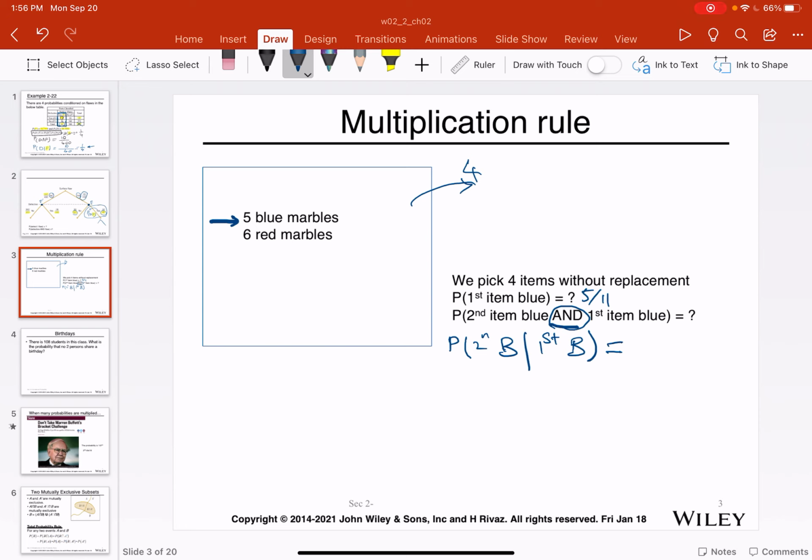So I'm assuming that the first one was already blue, right? So it means that now my sack has 4 blue and 6 red, right? So here, conditioned on first blue, which means that I have already removed 1 blue, this sack has changed. It's 4 blue and 6 red. So this probability is going to be what? 4. Exactly, 4 out of 10.